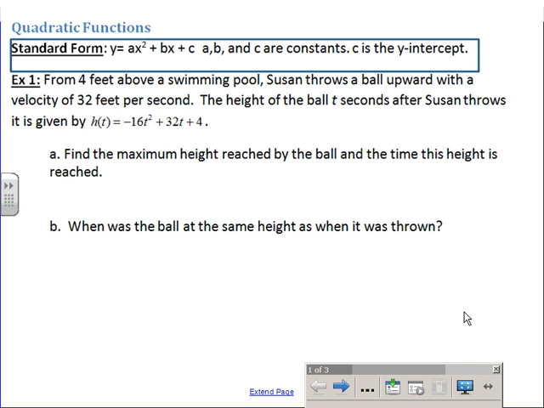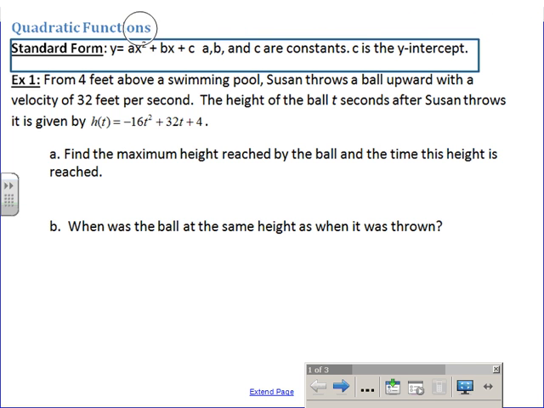So we're going to talk in this video about quadratic functions. The standard form of a quadratic function is y equals ax squared plus bx plus c. Remember, it's a quadratic because its highest exponent, the degree of the function, is 2. A, b, and c are constants. As we talked about in class, an example of a quadratic is y equals x squared plus 3x plus 1, or y equals negative 16x squared plus 8x plus 5.